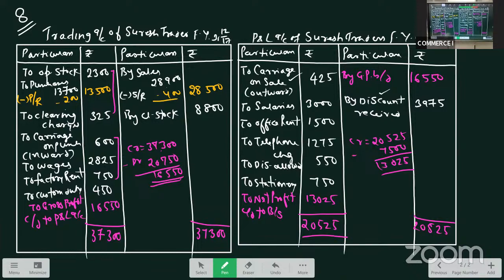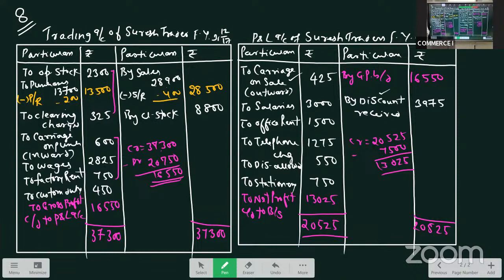So this is question number 8 on page number 272. In these two problems, we have learned how to prepare trading account and P&L account simultaneously. We'll take one more problem, page number 273, question number 10.